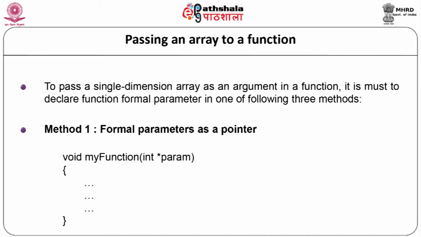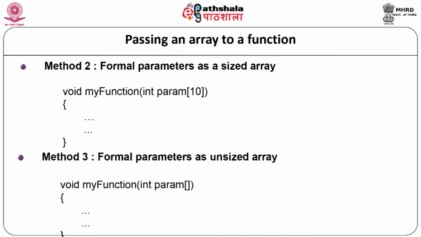Method 1 is formal parameters as a pointer. Example: void myFunction(int *param) { }. Method 2, formal parameters as a sized array: void myFunction(int param[10]) { }. Method 3, formal parameters as an unsized array: void myFunction(int param[]) { }.